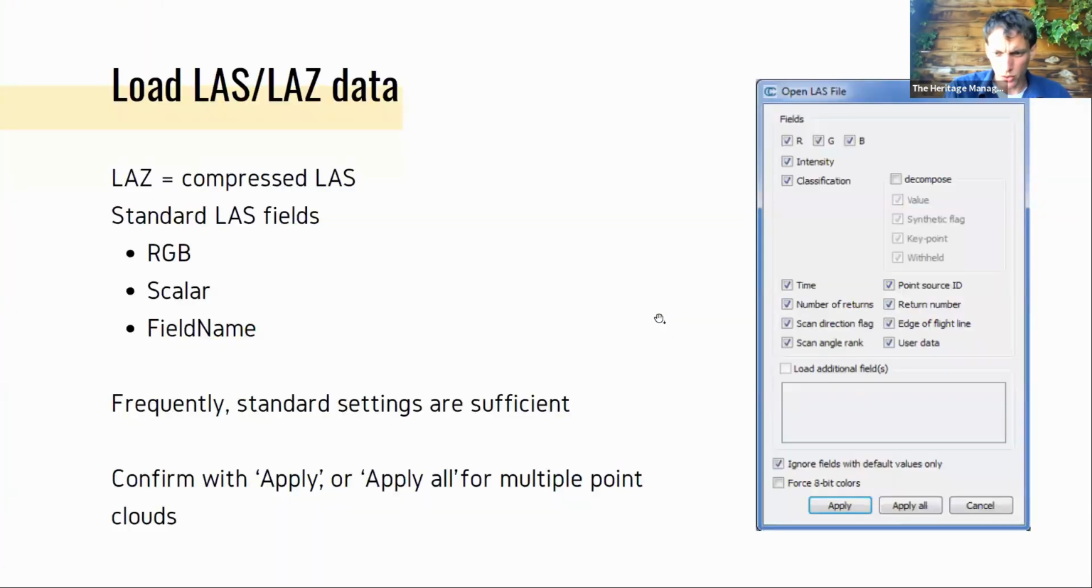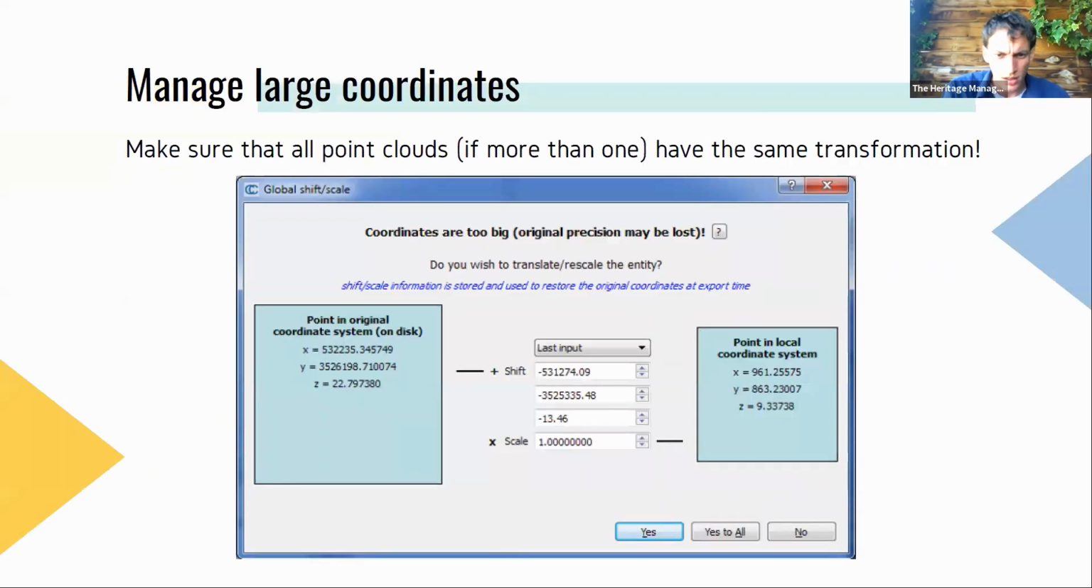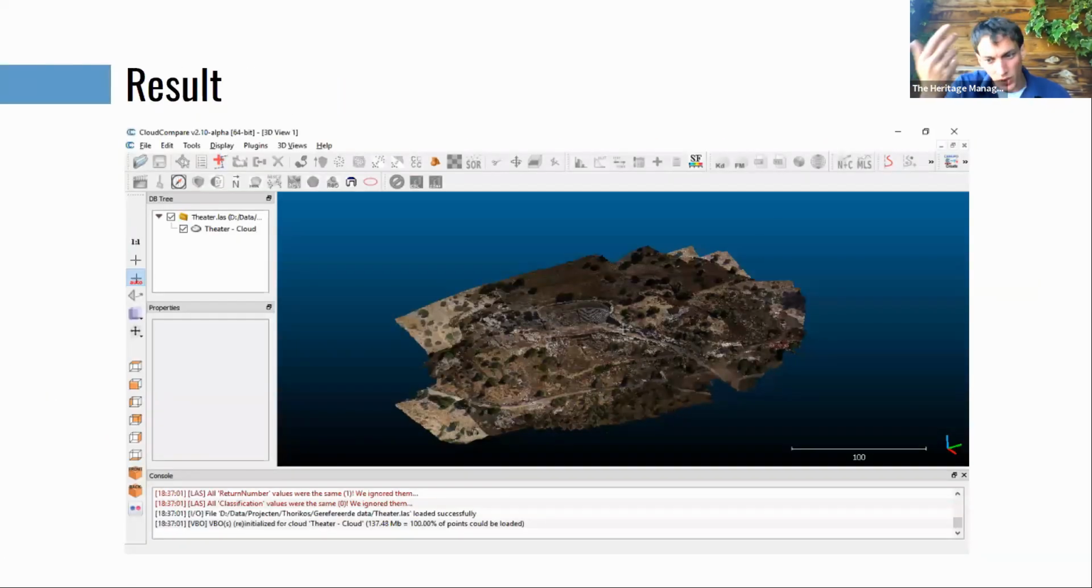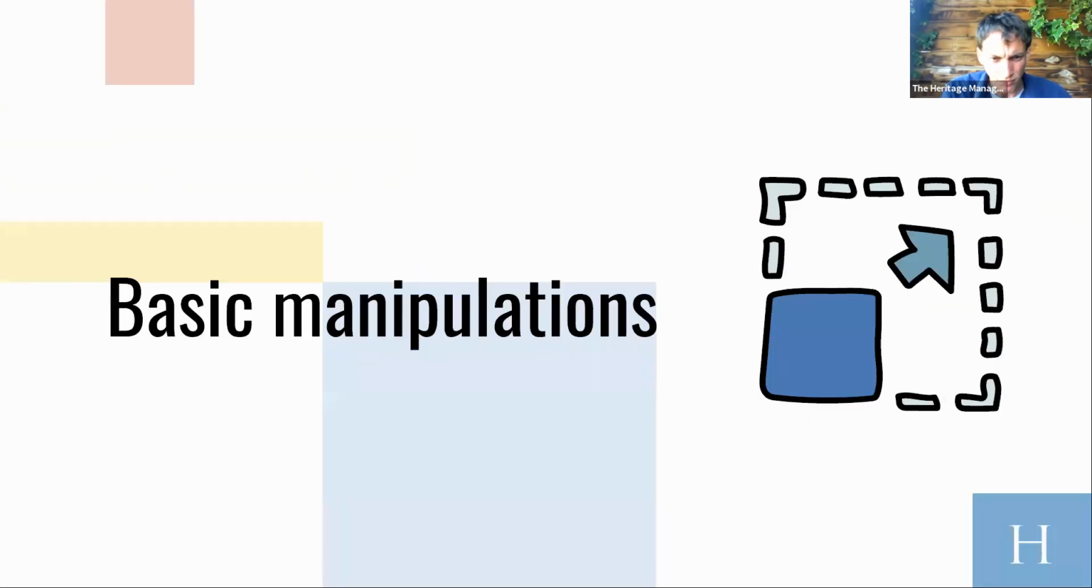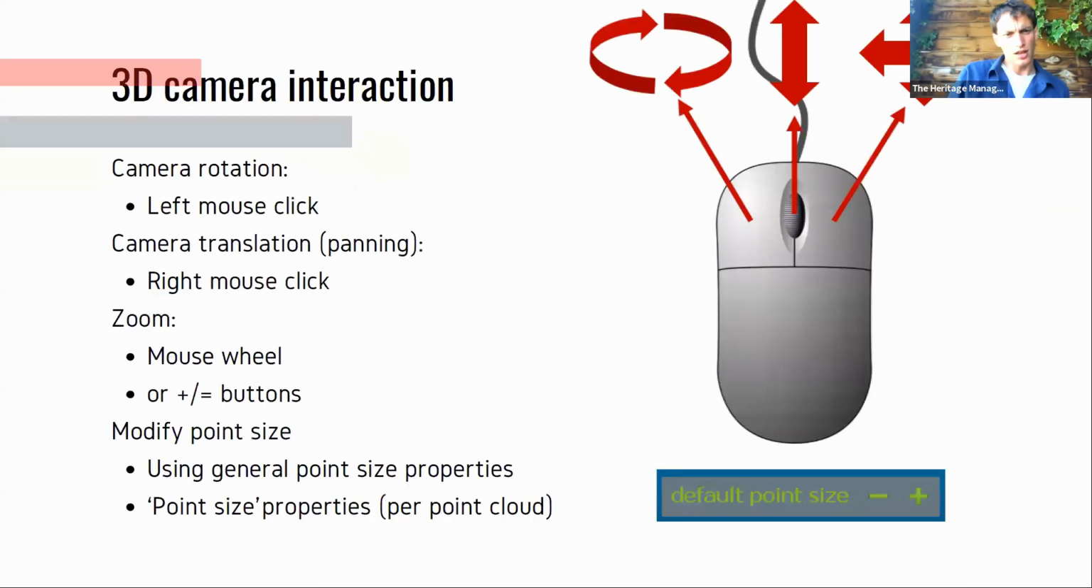So the ability to work with LAS data, but if you have E57 data sets, it's the same. You can just drag and drop them, or you can use the open functionality. Explain to you about this, and then we have our point cloud. So something about basic manipulations.